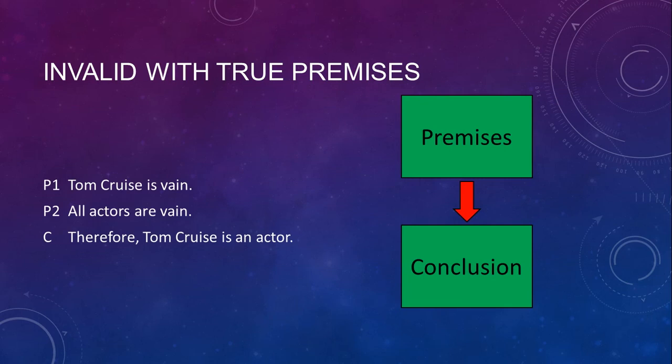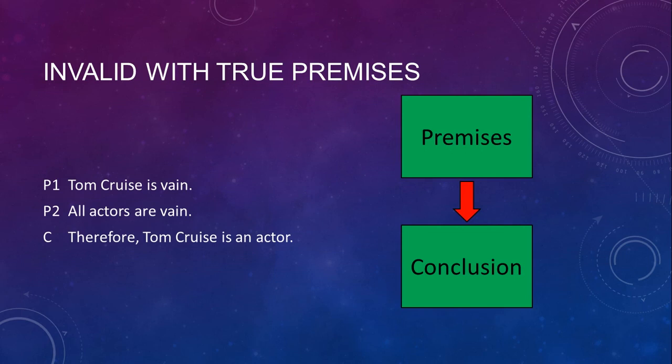Okay, so the form of this argument is what's called affirming the consequent, right? So all x's are y, and then you're saying this object has y, therefore this object has x. And it's supposed to go the other way. If you say all x's are y and A is an x, then you can infer that it's a y. So all actors are vain, Tom Cruise is an actor, therefore Tom Cruise is vain, is a perfectly valid argument. But this one, despite having true premises, or generously we'll say they're true, and a true conclusion, is an invalid argument.